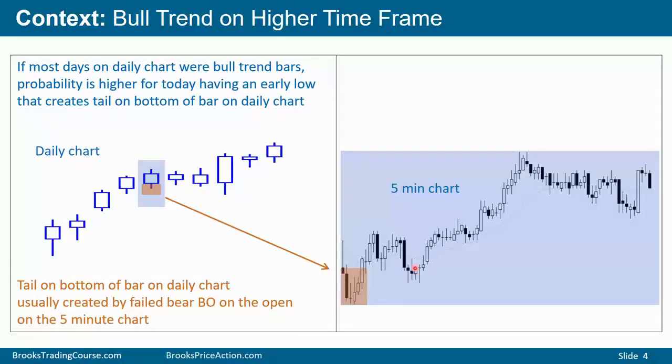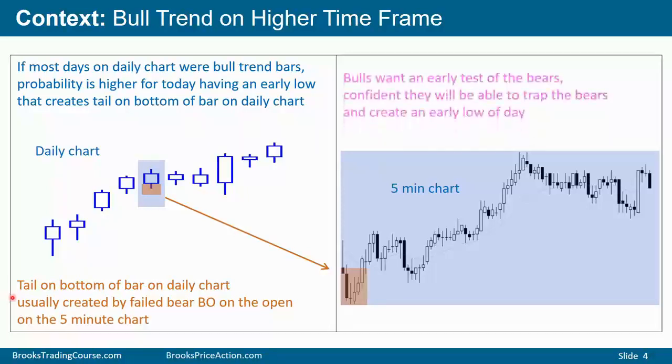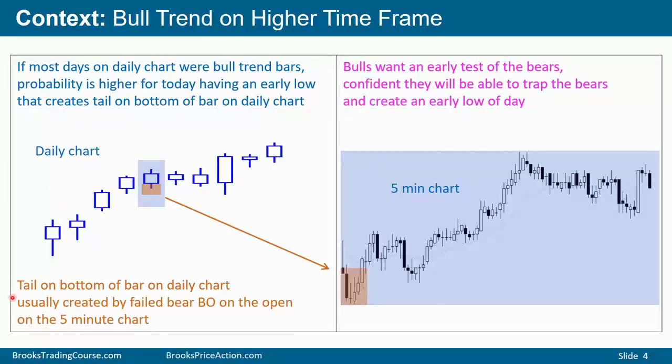Micro double bottom, bull bar closing on its high. Good bet that we're going higher. The bulls want an early test of the bears. They want to make sure that the bears are not strong. So the bulls are happy to have a strong sell-off, and then they try to reverse it up.